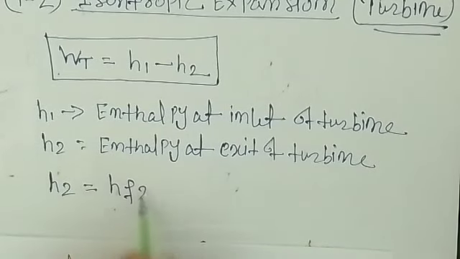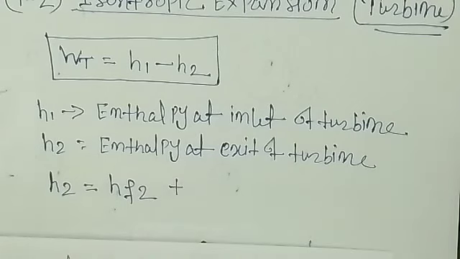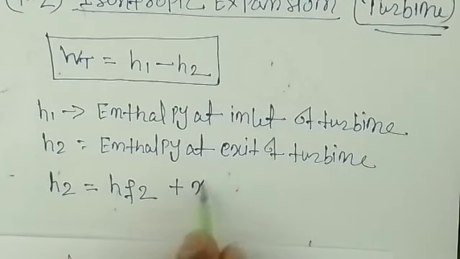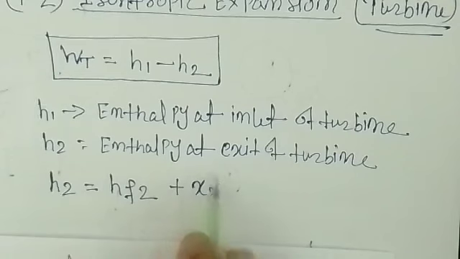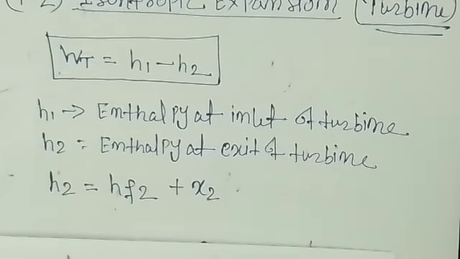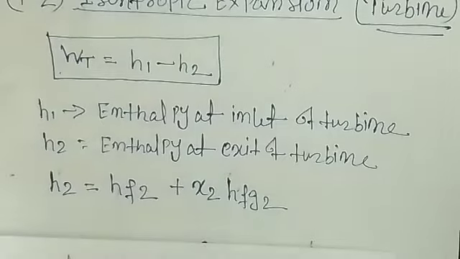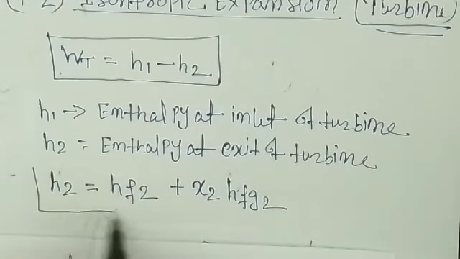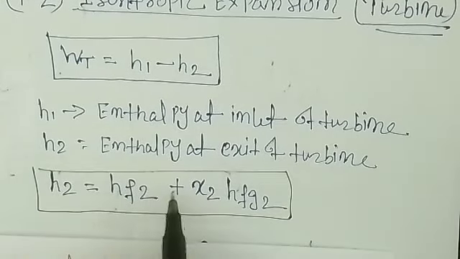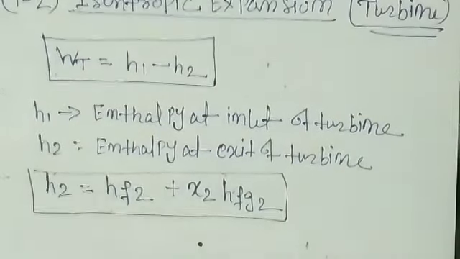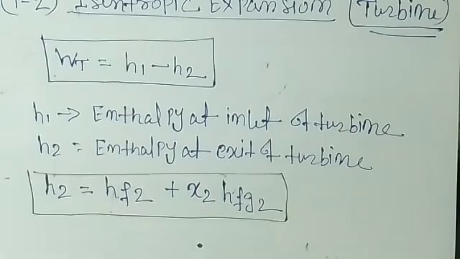H2 is equal to HF2, that is enthalpy of liquid at the pressure 2, means at condensation pressure, plus X2, that is the dryness fraction, means the quality of steam at the end of the expansion, into enthalpy of vaporization, that you can say HFG2, right? So this is the formula. By using this you can get the H2, and HF2 and HFG2 values you can get from the steam table at a condensation pressure. So this is the analysis of the turbine. Next we will see the pump, right?